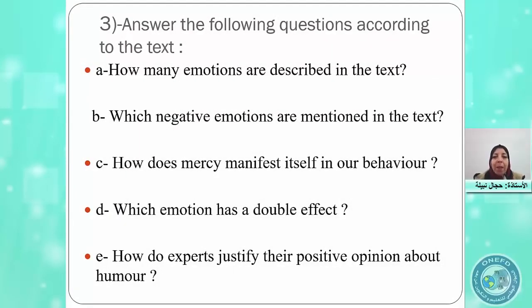Activity 3 is about answering questions. How many emotions are described in the text? Which negative emotions are mentioned in the text? How does mercy manifest itself in our behavior? Which emotion has a double effect? How do experts justify their positive emotions about humor?